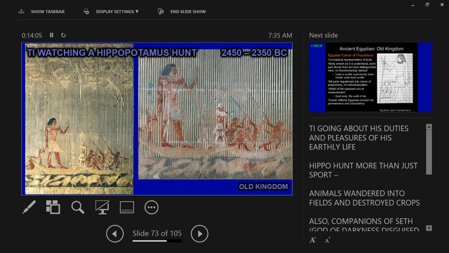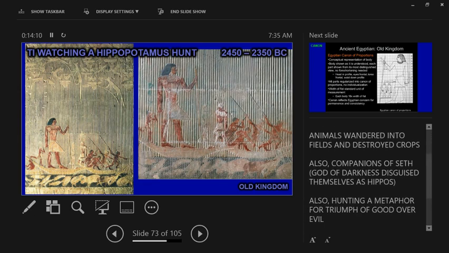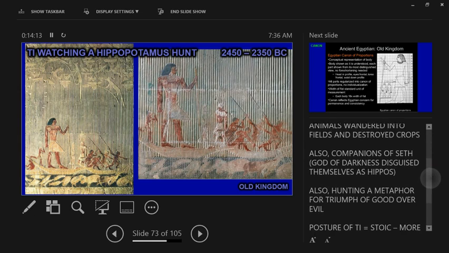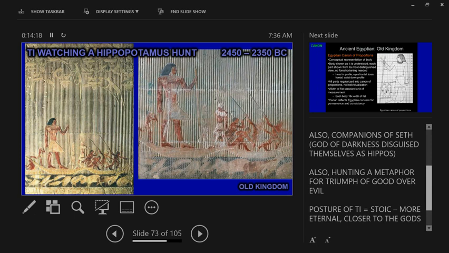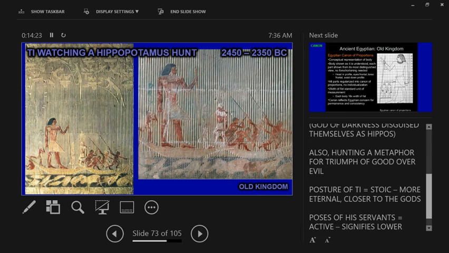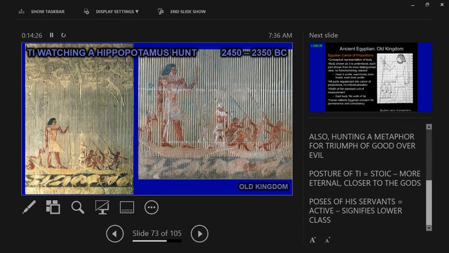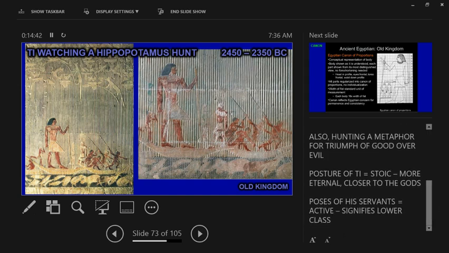And T is going about his duties and pleasures of his earthly life. The hippo hunt is more than just a sport. Animals wandered into fields and destroyed the crops. So also the companions of Set, the god of darkness, disguised themselves as hippos. And hunting is a metaphor for triumph of good over evil. And notice that the posture of T is stoic and more eternal and closer to the gods, where everybody else is more animated. The poses of his servants are active and signifies a lower class.